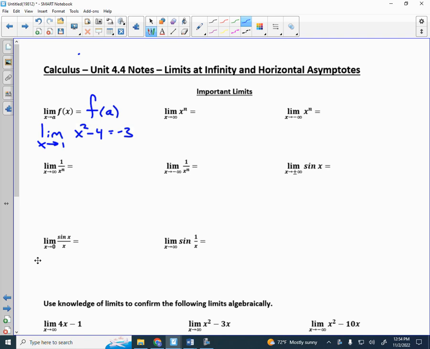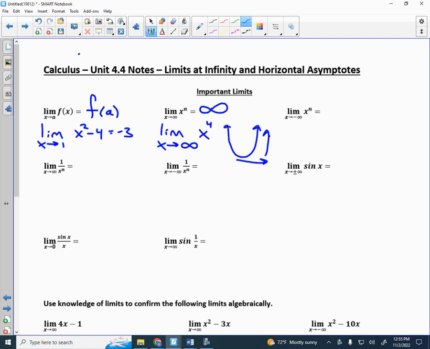So this one says the limit as x goes to infinity of x to the n. So suppose you had the limit as x went to infinity of x to the 4th power. Okay? So today we want to consider infinite limits. If you look at the graph of x to the 4th, it looks like this. So as x heads towards infinity, what does y do? It heads towards infinity as well.